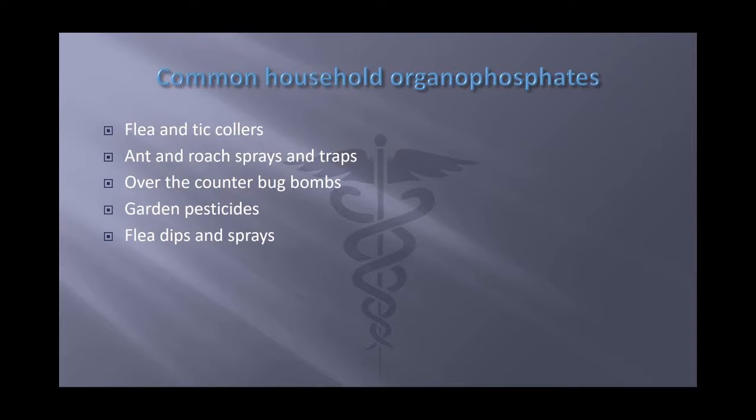Common household organophosphates include flea and tick collars, ant and roach sprays and traps, over-the-counter bug bombs, flea dips and sprays.